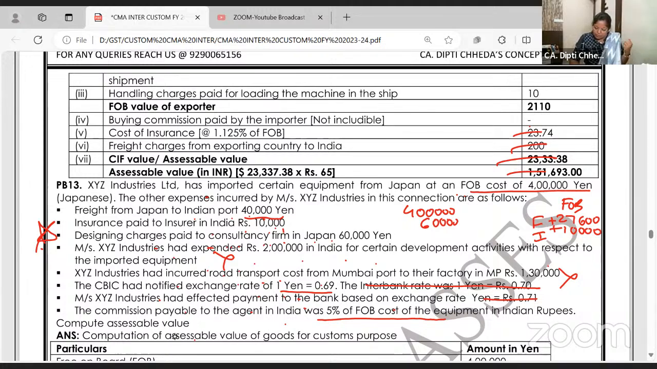I imported machinery or equipment worth 4 lakh yen, and I have also paid designing charges in yen. So 4,60,000 has to be converted. At what rate will we convert? CBIC, 0.69. 460 into 0.69 is 317,400 rupees. And now freight and insurance are in rupees. Freight was also in yen, we converted it, and insurance is in rupees. Now see if you get your answer.